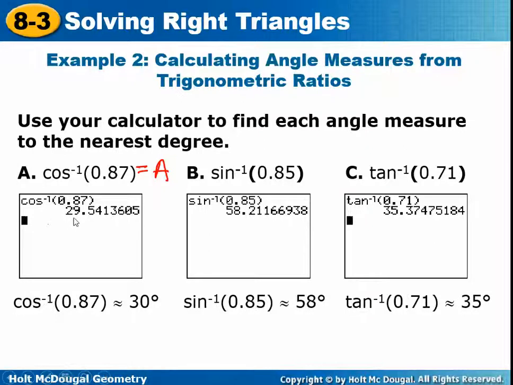That means that the angle is equal to 29.54. Now, this one said to round to the nearest degree. Usually we'll just leave it as like 2 decimal points. And then this is the inverse sine, and then this one is the inverse tan.